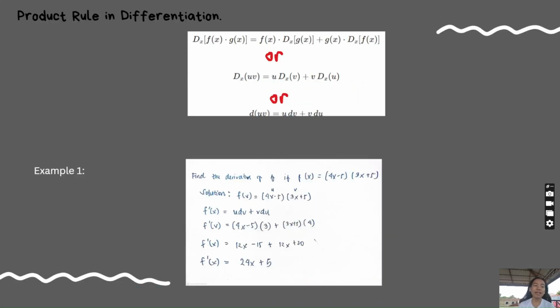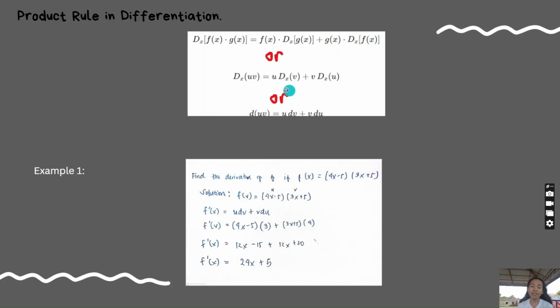So we are now in our product rule in differentiation. In terms of getting the derivative of a product, we have three formulas here. We have the derivative of f of x times g of x is equal to f of x times the derivative of g of x plus g of x times the derivative of f of x.